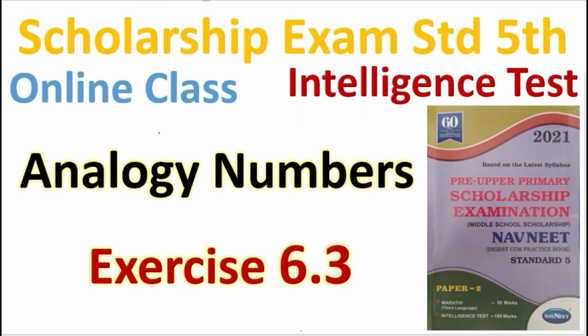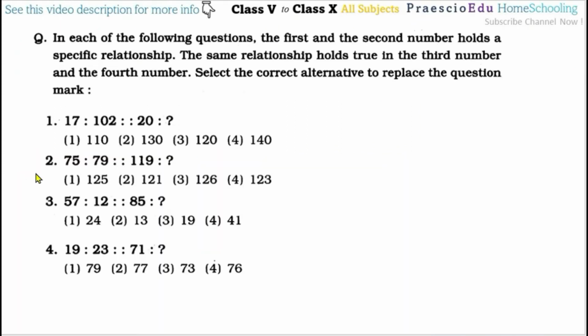This is scholarship exam standard 5th online class, subject intelligence test, and the topic is analogy numbers, exercise 6.3, which is available in our Navneet digest. But before this one, there are some solved examples on page number 186. So in total there are 7 examples.